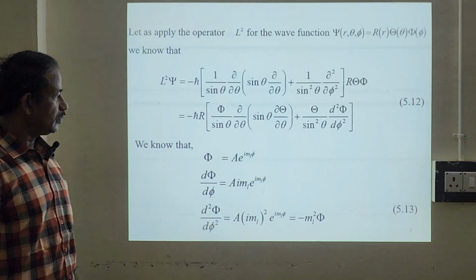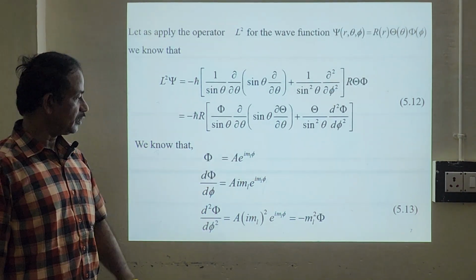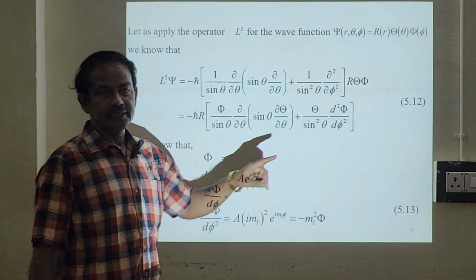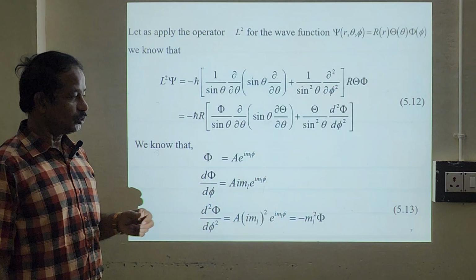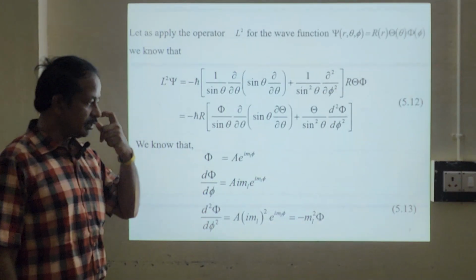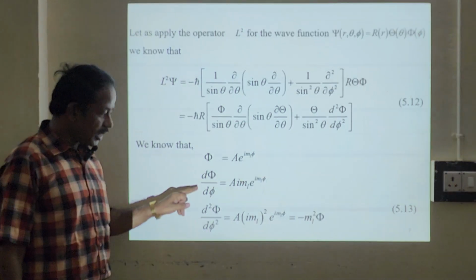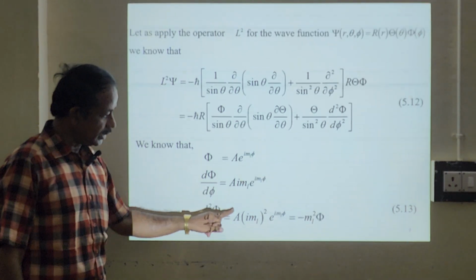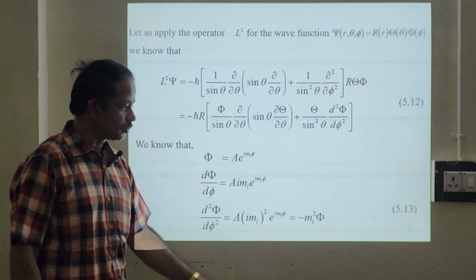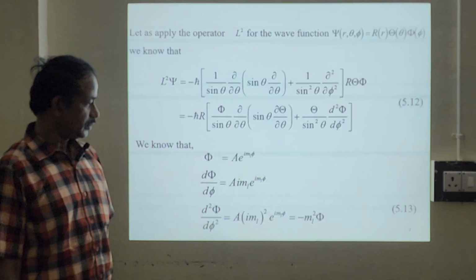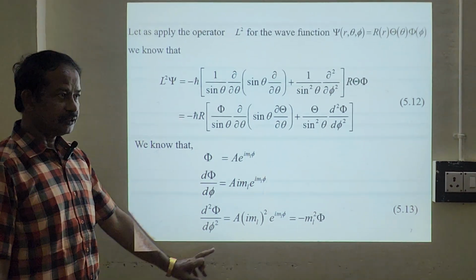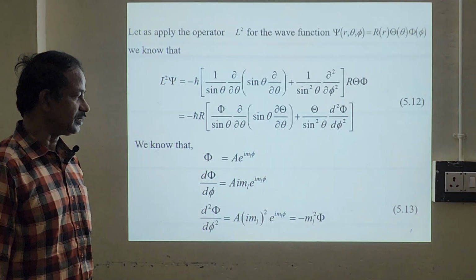Is it okay? Now we know that phi equals a e power i ml phi. Let us differentiate this equation, because we are going to get the second differentiation of phi. Differentiating this, you will get a i ml e power i ml phi. Again you differentiate this one, you will get a, already you have i ml, then again one more i ml, so you get i ml whole squared e power i ml phi. If you simplify this one, you will get minus ml squared phi. Is it okay? i squared is minus 1, so you will have minus ml squared.